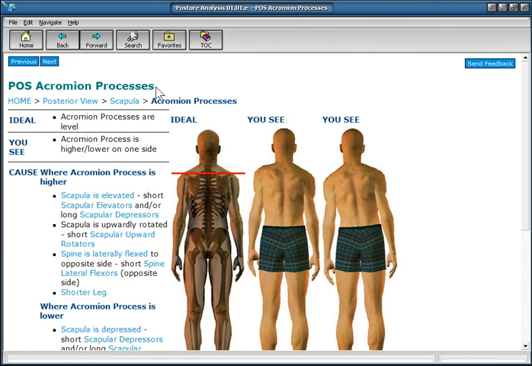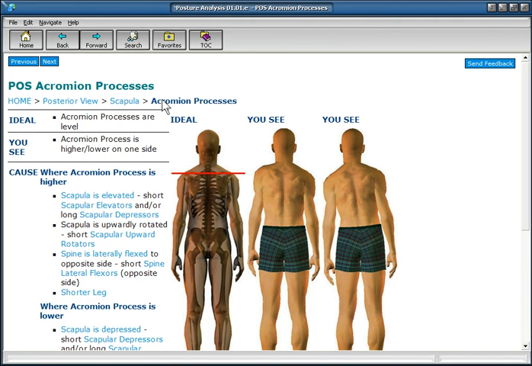So POS is for posterior, tells us we're looking at the back here. We're looking at the acromion process, and the next line tells us where we are in relation to our home page. So from the home page we are in posterior view, scapula, and acromion process.